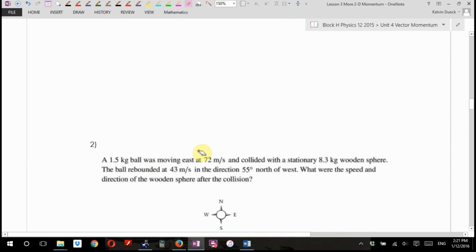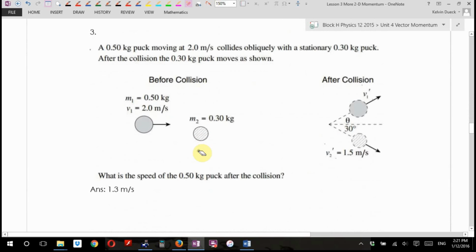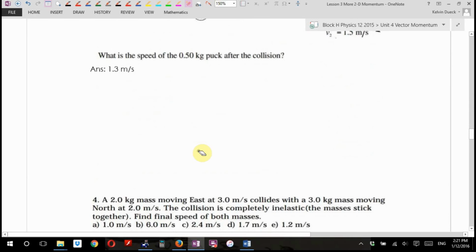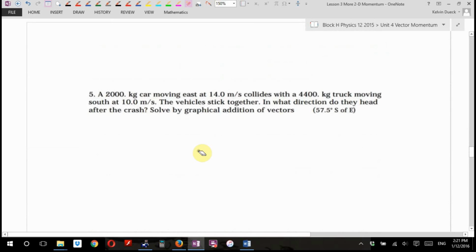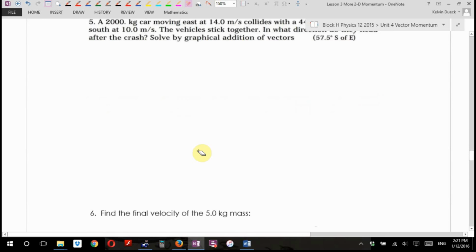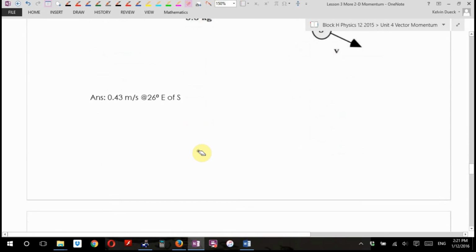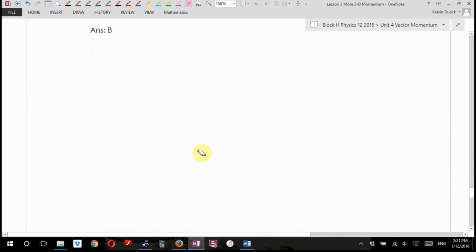So number 2 is fair game. 3 is good. 4 is good. Yeah, 5 is good. 6 is good. 7, yeah, these are all good. I want to give you lots of time to work on this, so I'm hitting pause.